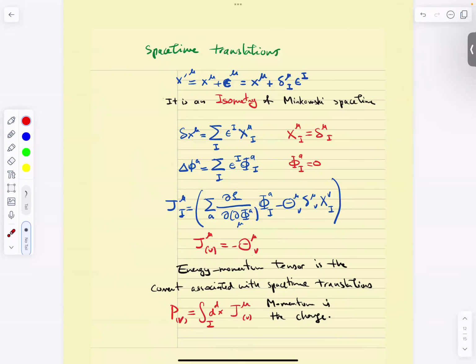All right, so the first example is a space-time translation, an infinitesimal space-time translation. Here it is. X prime mu is x mu plus epsilon mu, which is x mu plus delta mu I, epsilon I. This is an isometry of Minkowski space-time. Here's my x mu I. Phi IA is 0. Why? Because I'm taking the scalar, right?